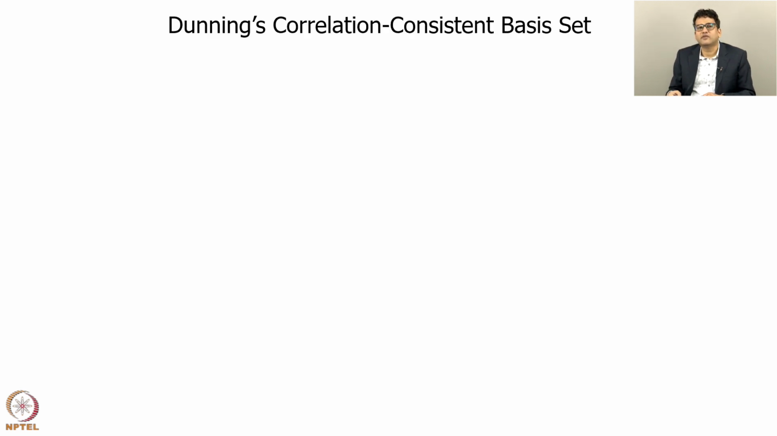Now, the basis functions that I was showing up to now are mostly Pople kind of basis function. They were developed by John Pople, the famous Nobel laureate. But if you want to use electron correlation method, we have not discussed what electron correlation method is, we are going to discuss that next week. But if you want to use electron correlation method like MP2 or coupled cluster, you need to use Dunning's correlation consistent basis set.